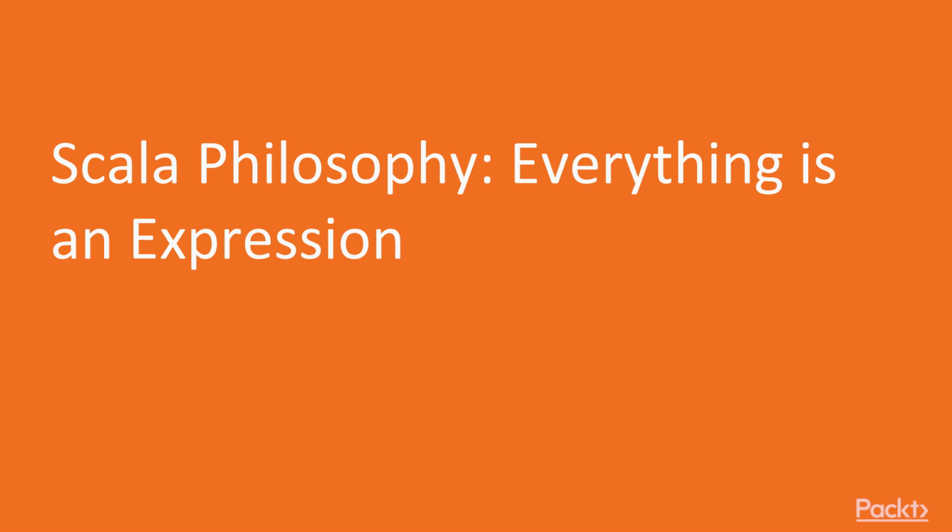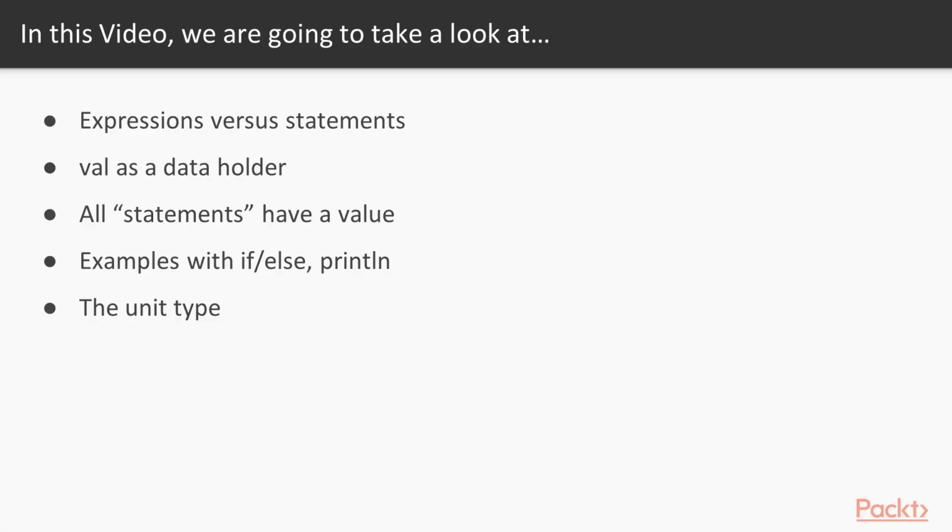Let's start by talking about one of the most fundamental pieces of Scala philosophy. Everything is an expression. To explain this, we'll start by discussing the difference between expressions and statements. Then we'll talk about val, the keyword in Scala that lets us define a data holder. Then we'll discuss briefly the fact that all statements in Scala have a value. And finally, we'll go through some examples with if-else, print line, and talk about the unit type a little bit.